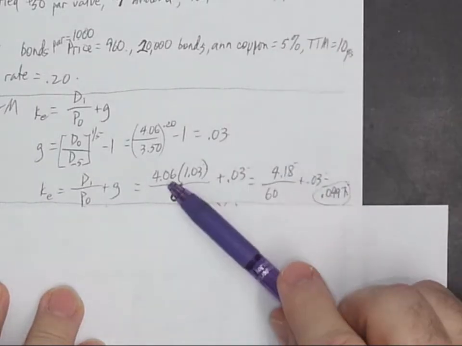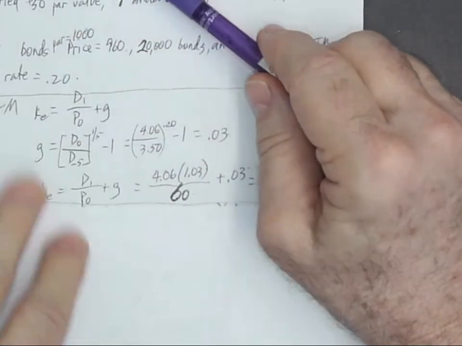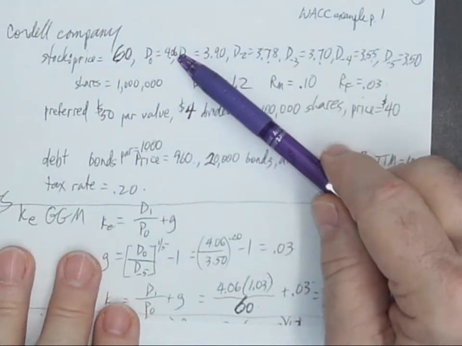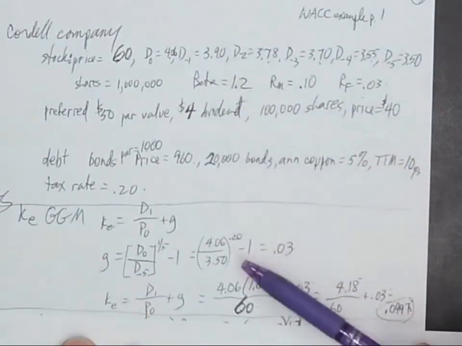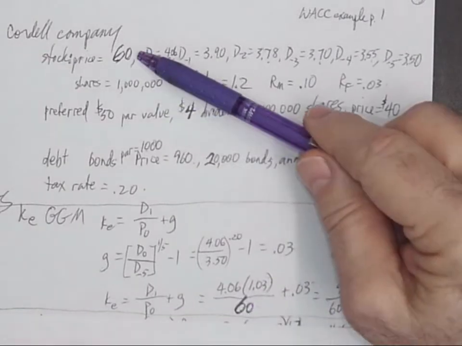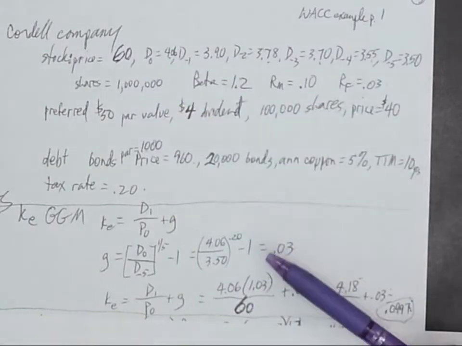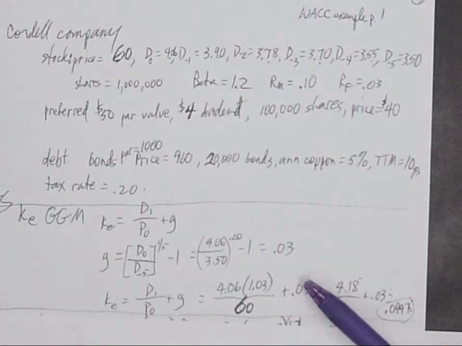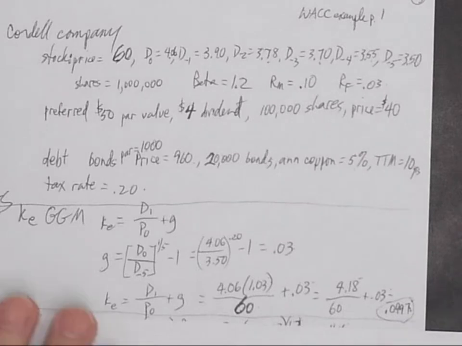Okay, so we've got 4.06, which is our D0, and we're going to multiply that by 1 plus the growth rate, so that gives us D1. D1 over P0, which was given as 60, plus g, which we just calculated as 3%, and that gives us $4.18 over 60 plus 0.03, which is 0.0997, so pretty close to 10%.